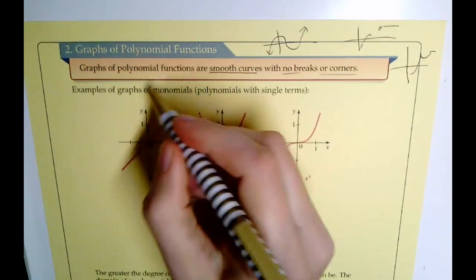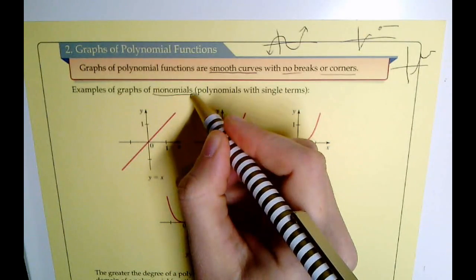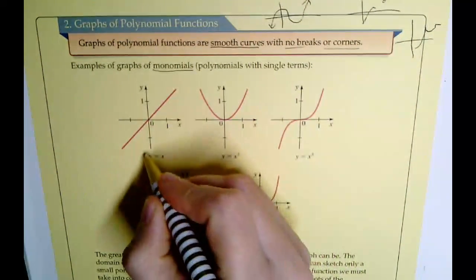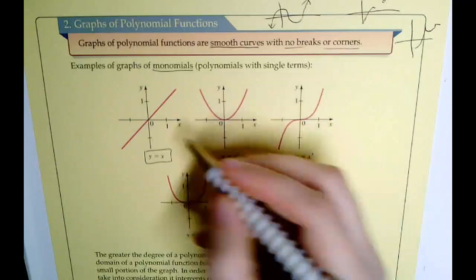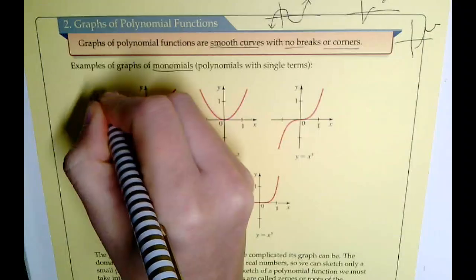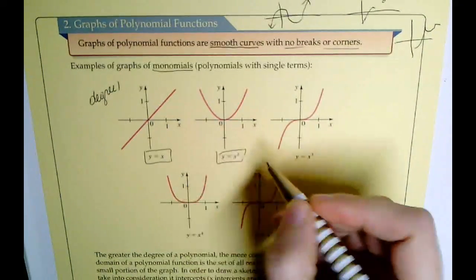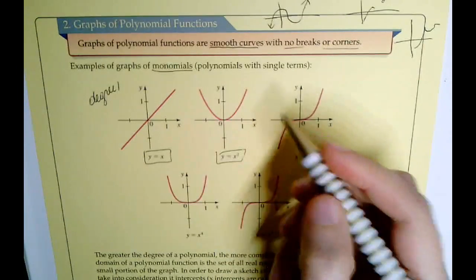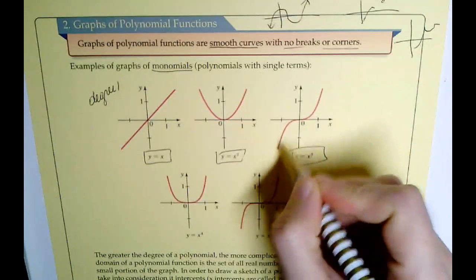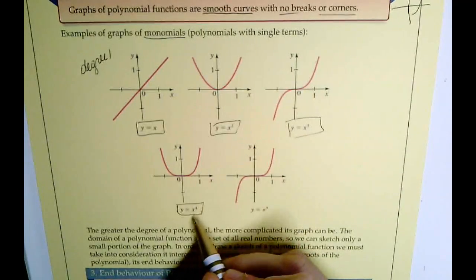Example of graphs of monomials. A monomial is a polynomial made up of one single term. So this is y equals x, and this is just a linear function. A linear function is a polynomial of degree 1. And then y equals x squared, you have your quadratic, which is a polynomial of degree 2. And then you have your cubic, like this, and your quartic, so to the 4th power.